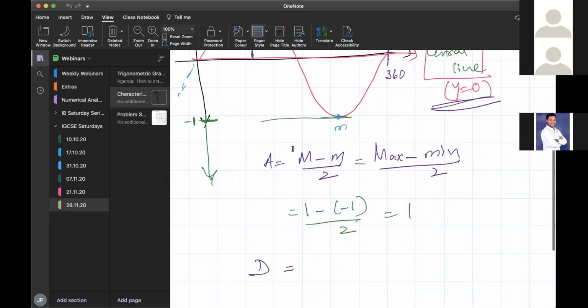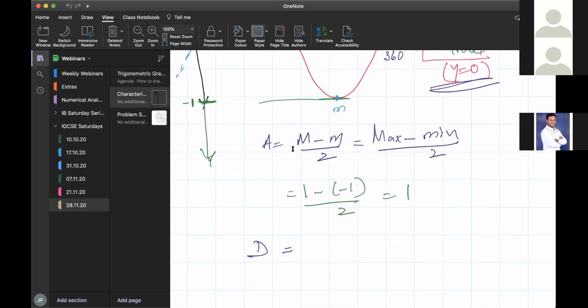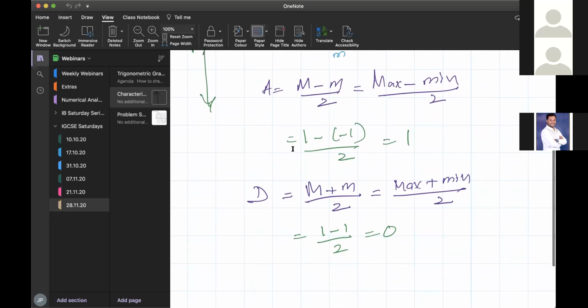Using the same capital M and small m, you can find the value of D by adding the two and dividing by 2. Let's write it as max plus min over 2. In this case, the maximum was 1, the minimum was minus 1, and that gives you 0. So D is 0, which means the equation of the central line is y is equal to 0.